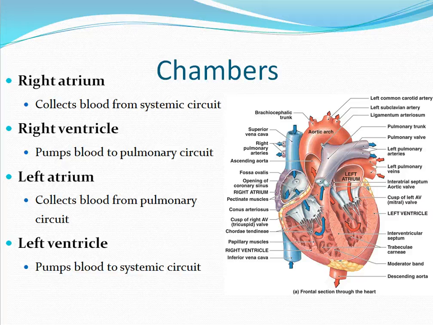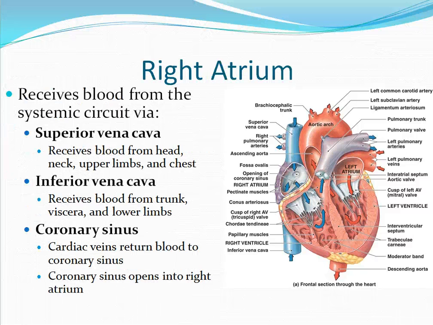When you look inside the heart, you see that it is divided into four chambers. The right atrium collects blood from the systemic circuit. The right ventricle pumps blood to the pulmonary circuit. The left atrium collects blood from the pulmonary circuit, and the left ventricle pumps blood to the systemic circuit. We will look at each of these chambers in a little more detail.